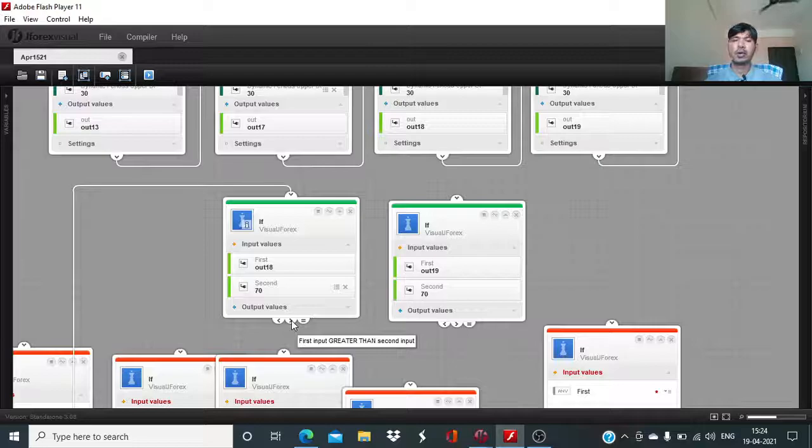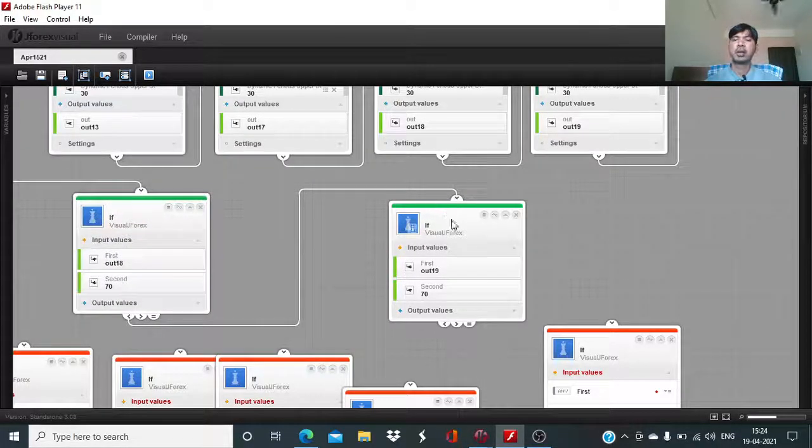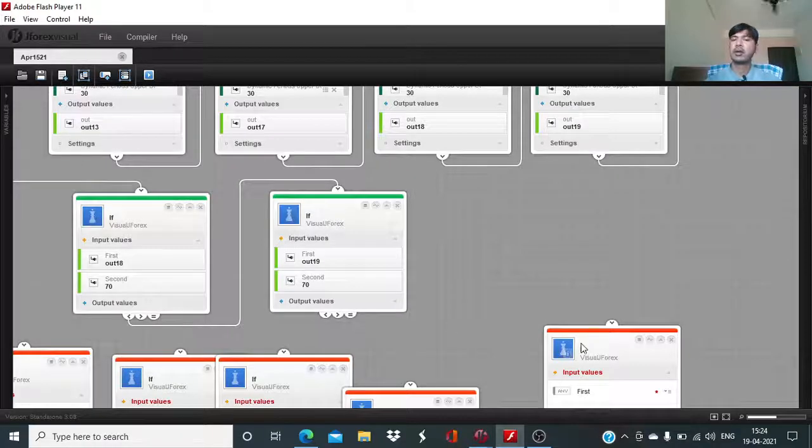First input greater than second input, and in this case we will need first input to be less than second input. So we have to take this and join it to the next block. Okay, and in this case the first input should be greater than second input. All right.